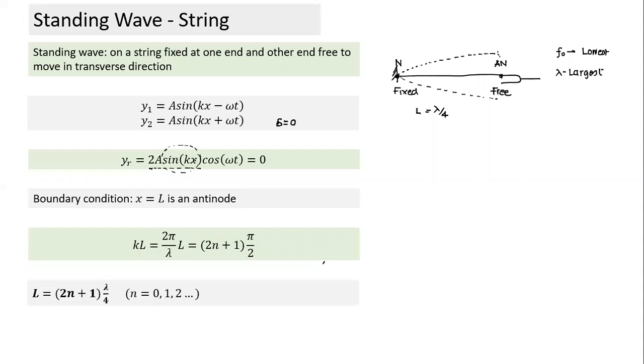Once we have this expression, we can write the L term here. L is equal to 2n plus 1 lambda by 4, where n is equal to 0, 1, 2, 3 and so on. And what is the fundamental mode? The fundamental mode is when n is equal to 0, L is equal to lambda by 4. That's how the string will oscillate. If this is L, we find the value of lambda here. Lambda is equal to 4L divided by 2n plus 1.